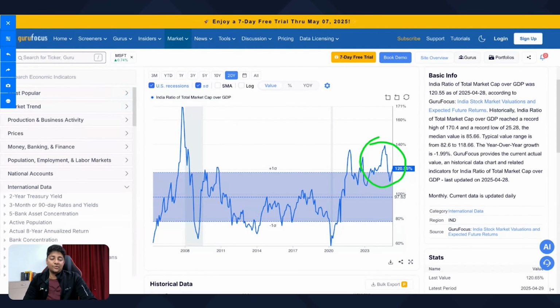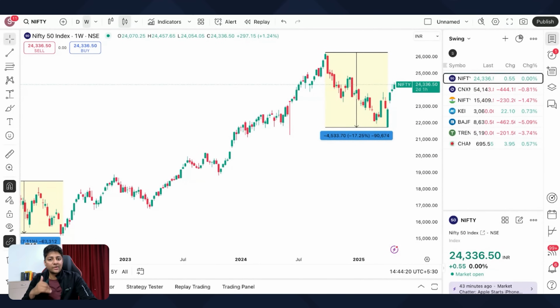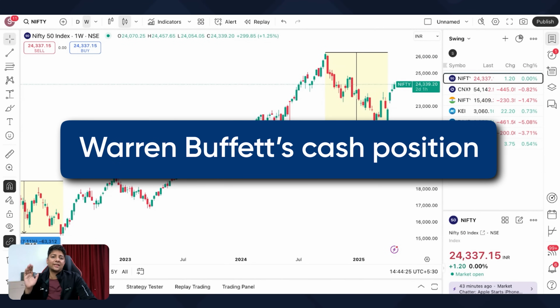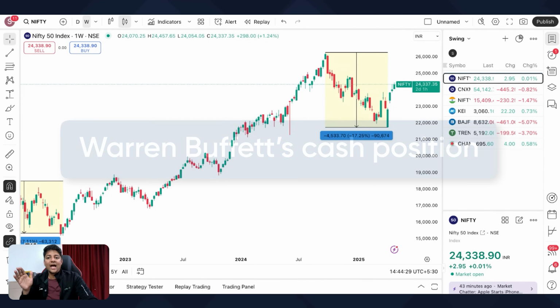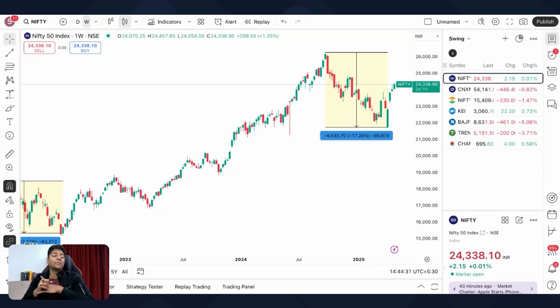Another one that I usually look at, and something that we all know, we all see, and we all ignore at the same time, is Warren Buffett's cash position. Now, Warren Buffett's cash position, whatever you say and do, he has been right about his timing multiple times in the past.